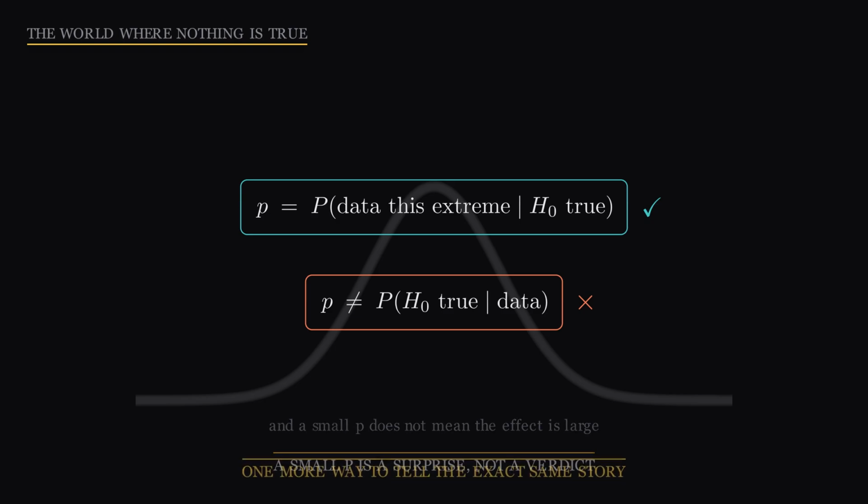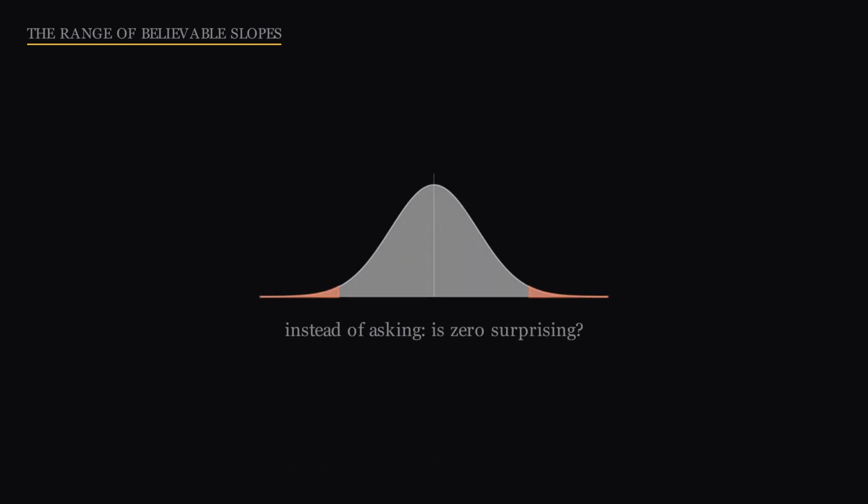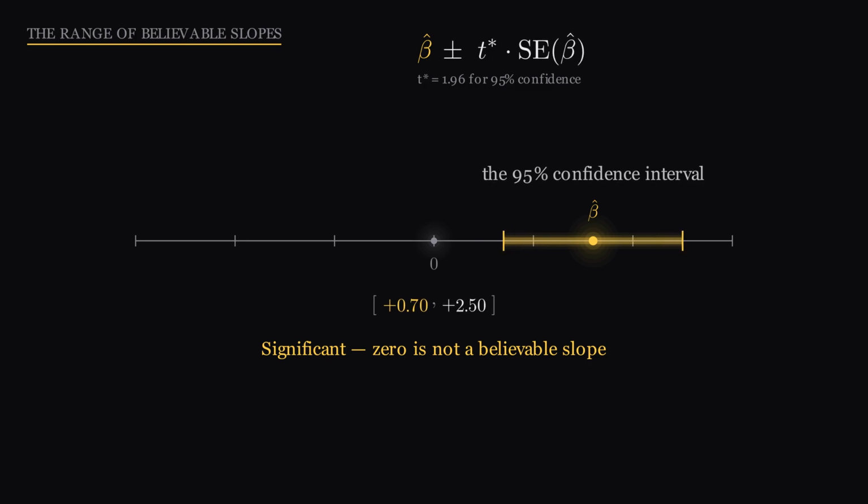There's one more way to tell this exact same story. Instead of asking whether 0 is surprising, we can just draw a range of slopes that are believable given our data. We start at our estimate and reach out in both directions by a critical value times the standard error. That gives us a band. This is the confidence interval. Think of it as the set of slopes that are still plausible after seeing the data, a fuzzy zone around our best guess. Now watch what happens to 0.